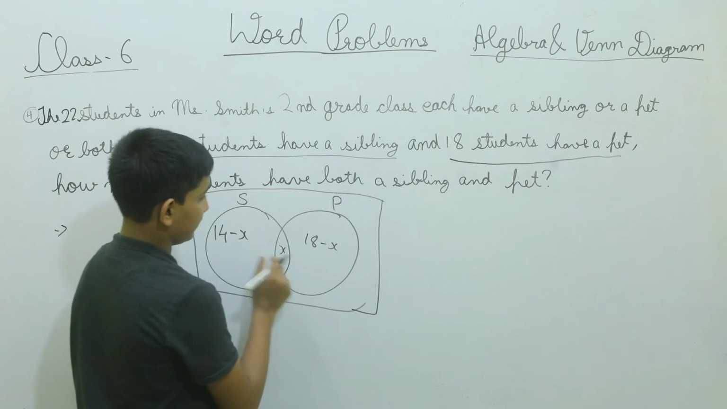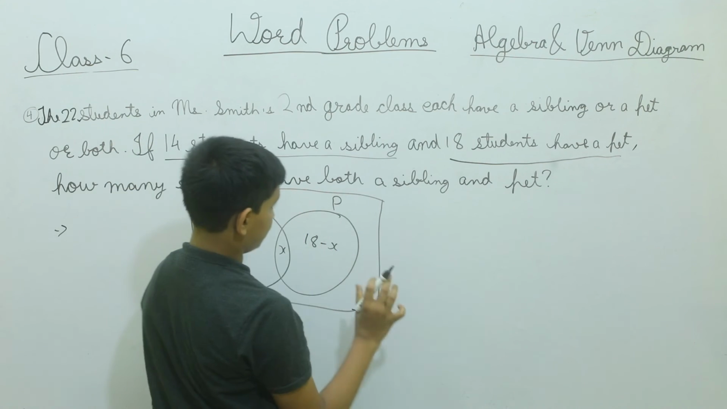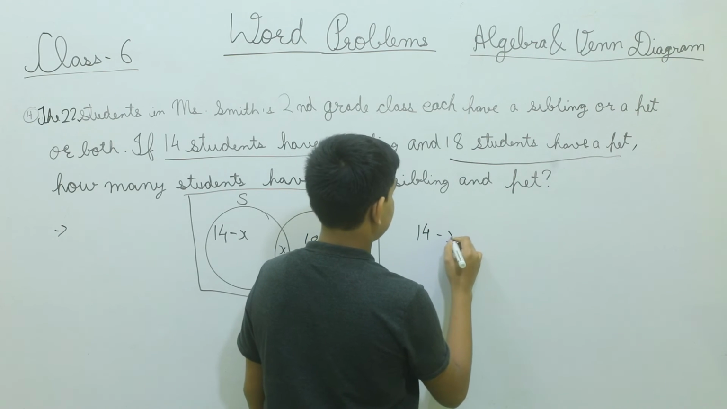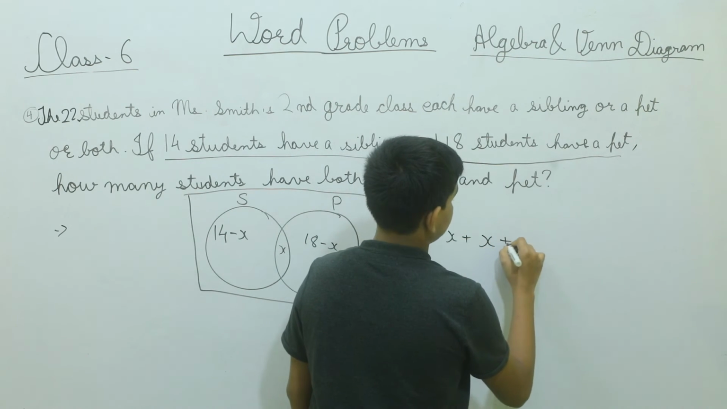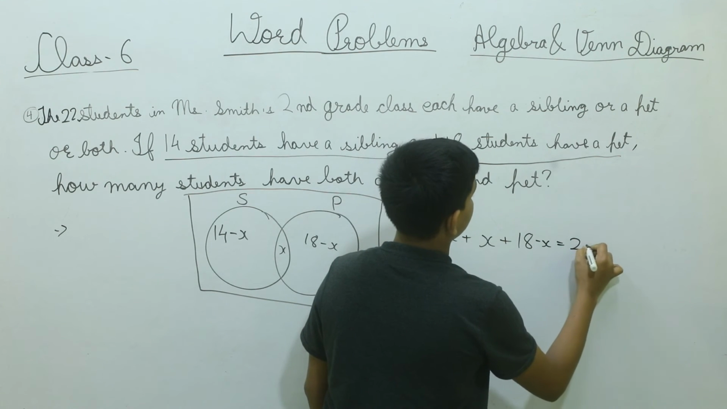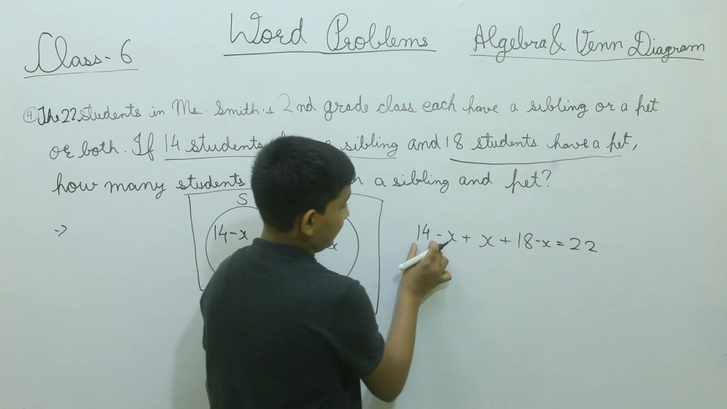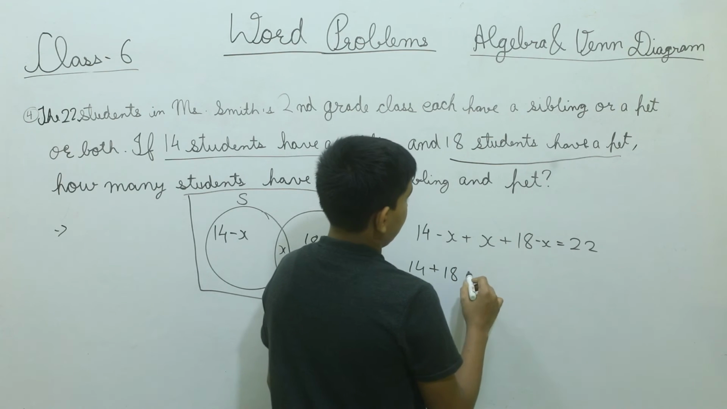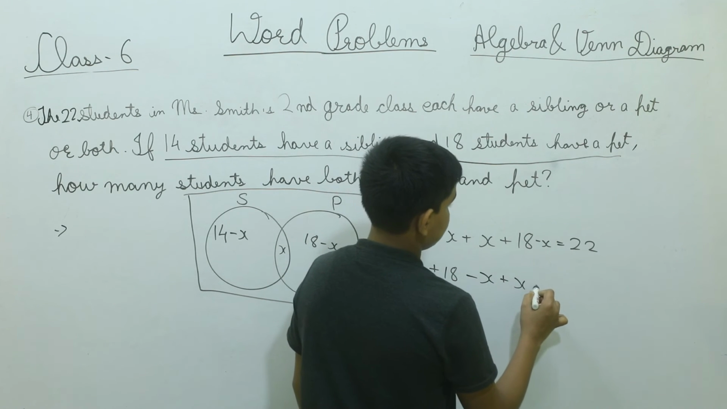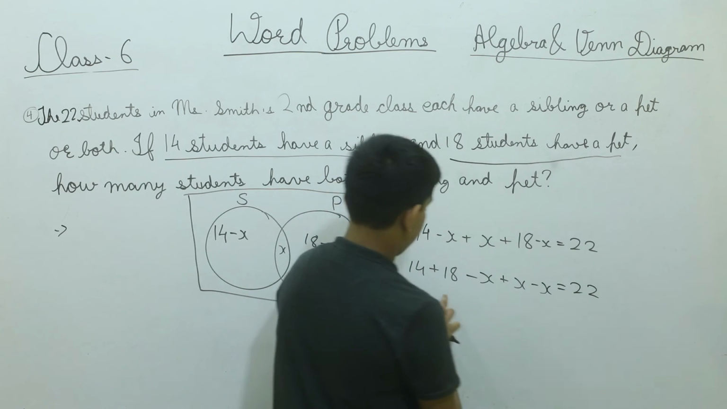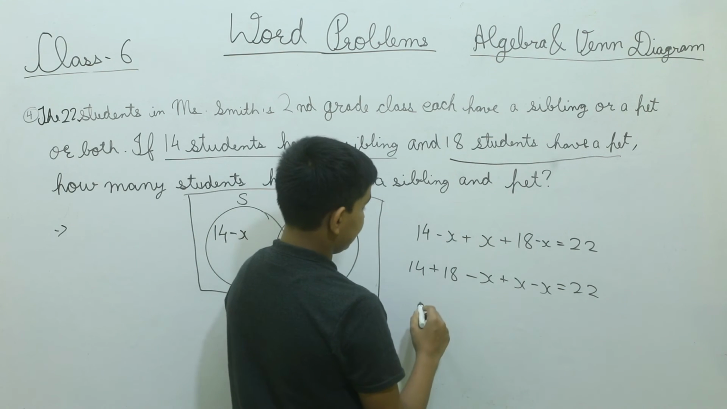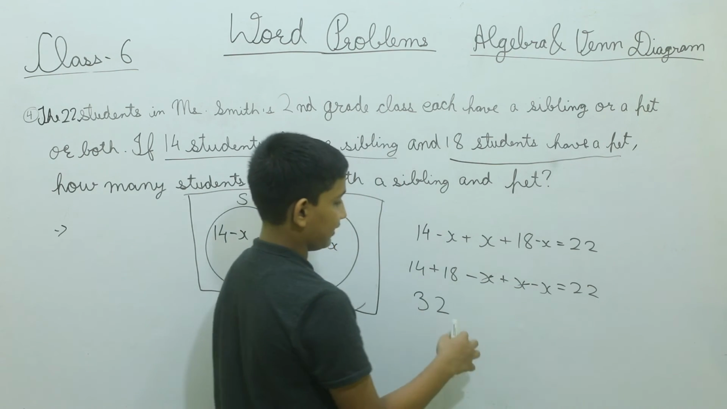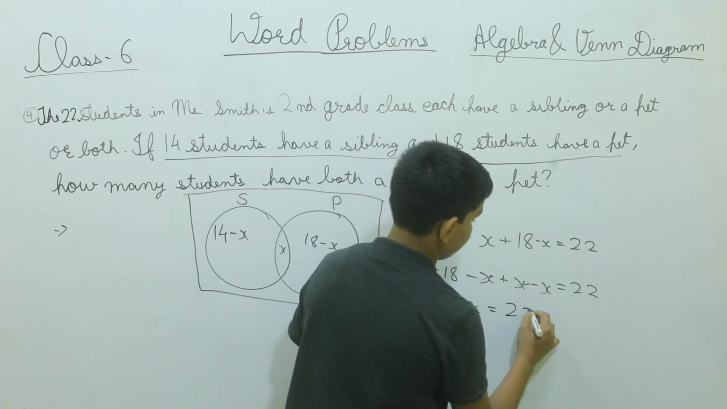So let's solve this. First, there are 22 students. That means we will first add these. 14 minus x plus 18 minus x should equal 22. First let's rearrange this. 14 plus 18 minus x minus x equals 22. Now 14 plus 18 is 32. So 32 minus 2x equals 22.